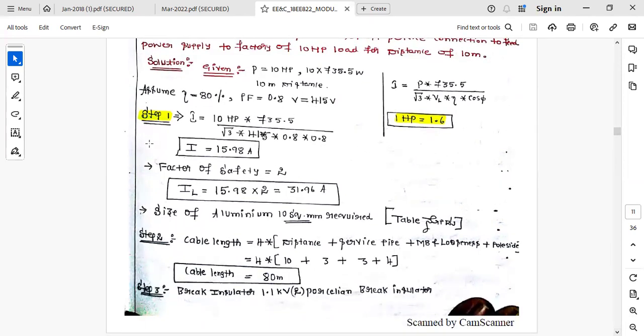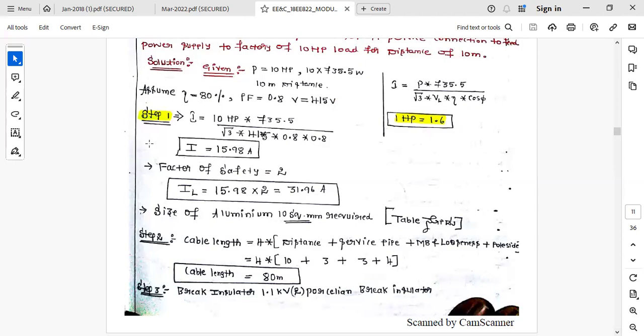Factor of safety, we need to consider. What do we mean by factor of safety? I already gave a brief explanation about it in the last video. Please check it out. IL is equal to 15.98 into 2 is equal to 31.96. Why do we need to calculate this current? We need to calculate this load current in order to find out the diameter of the conductor. For 31.96, approximately equal to 32 ampere load current, we need to find out the diameter of the conductor.